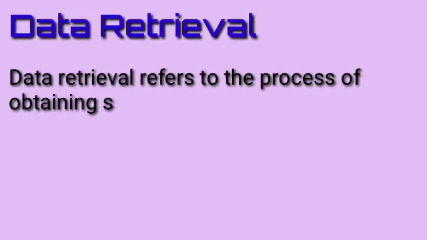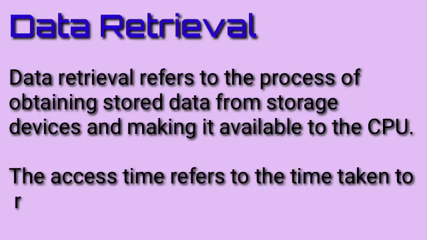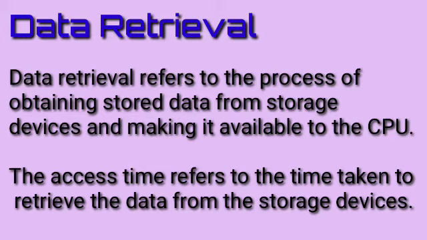Now the third point to discuss is data retrieval. As we have learned how to capture the data, which device is responsible for capturing the data, and storing the data, now data retrieval comes here. Data retrieval refers actually to the process of retrieving or obtaining the data from the stored storage devices and making it available to the CPU. So whenever you require any kind of data, data retrieval is the process by which the stored data from the storage devices is made available to the CPU.